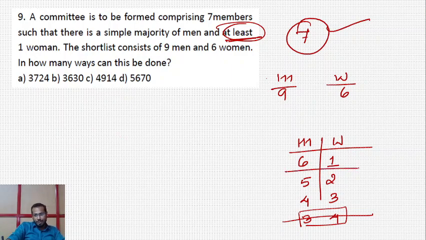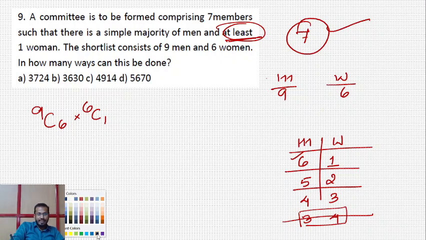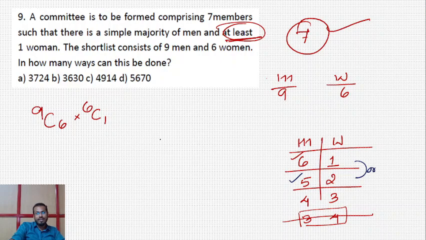So that is why I told you to write a tabular column like this. It helps you to write all the combinations without failing. Okay. So out of 9 men, I am going to select 6. Right? Into out of 6 women, we're going to select 1 woman. This is the first one. Right? And let's move to the second.